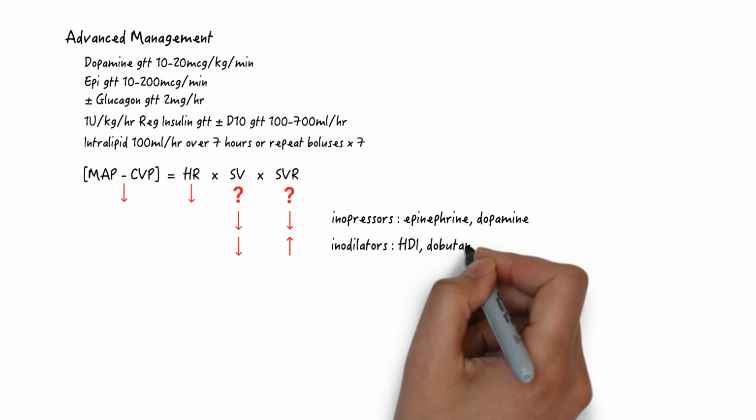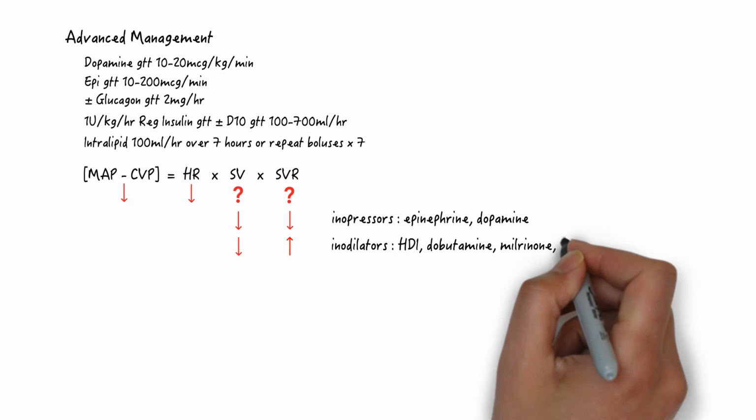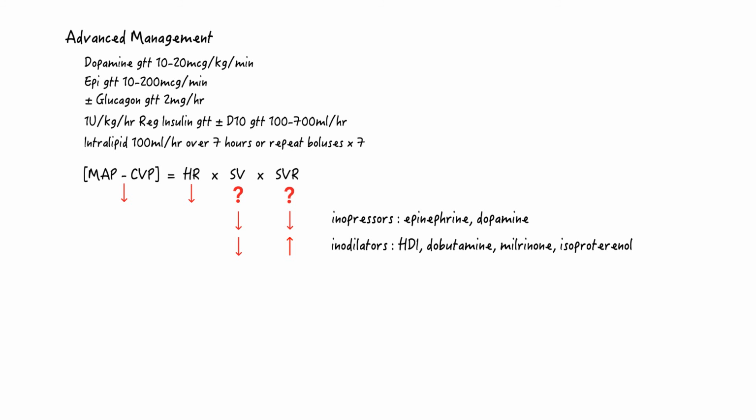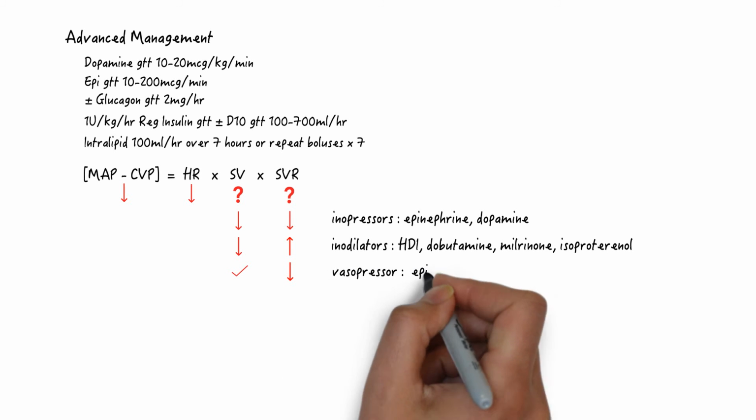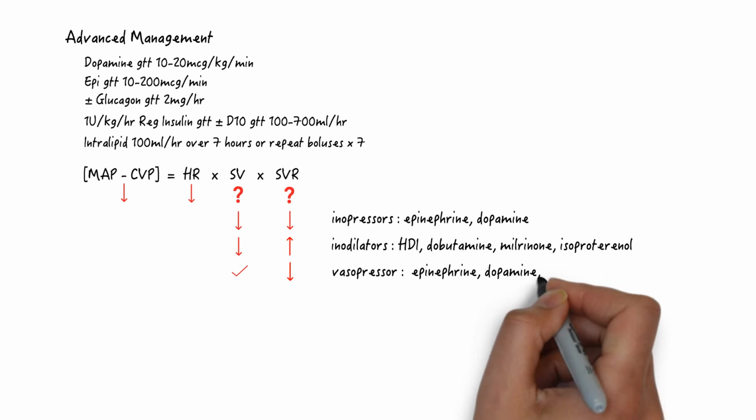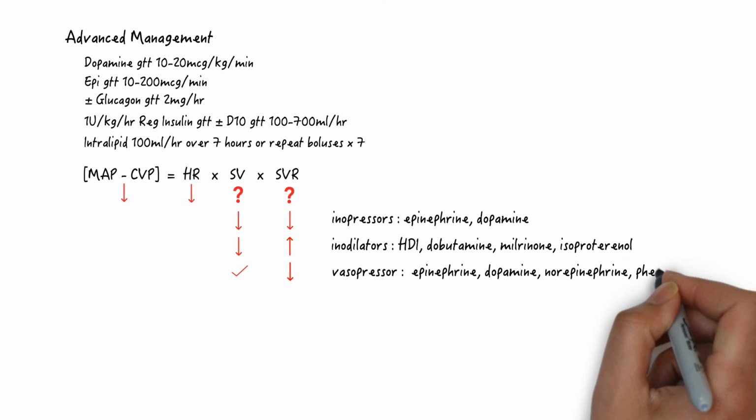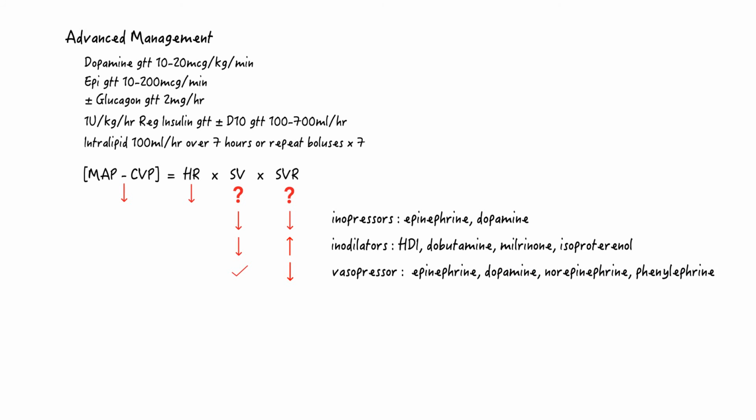An inodilator is an even better agent here. Keep escalating insulin boluses and drip dose. Consider adding milrinone or dobutamine and backing off of the epinephrine. The third scenario is that the stroke volume is okay, but the SVR is very low. Here, a pure vasopressor is best served. Potent vasopressors include epinephrine, dopamine, norepinephrine, and phenylephrine.